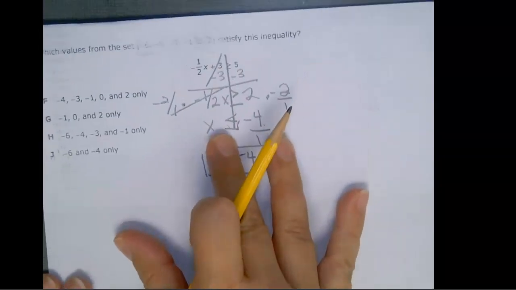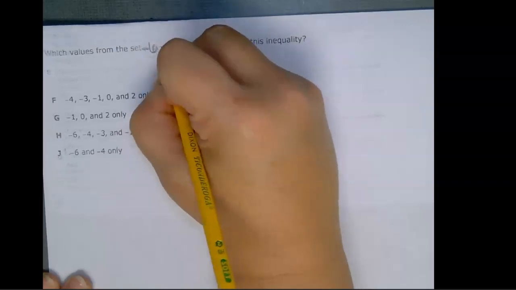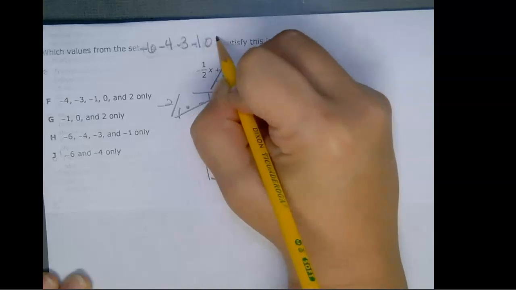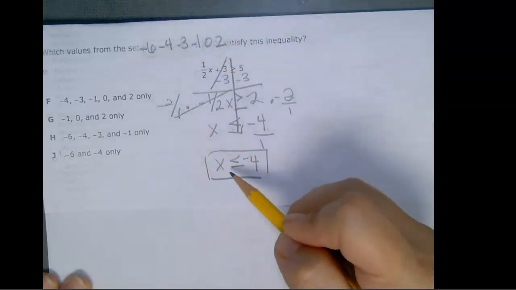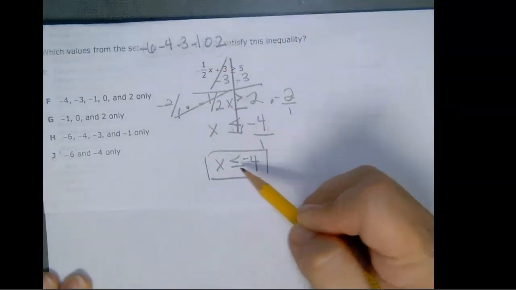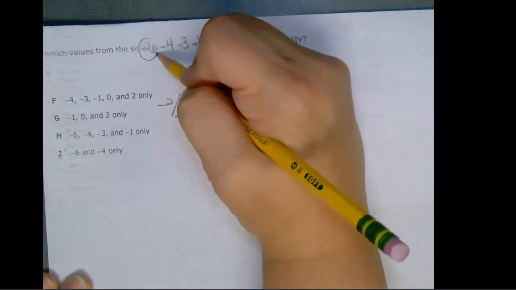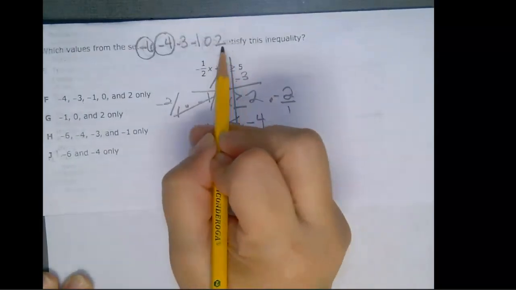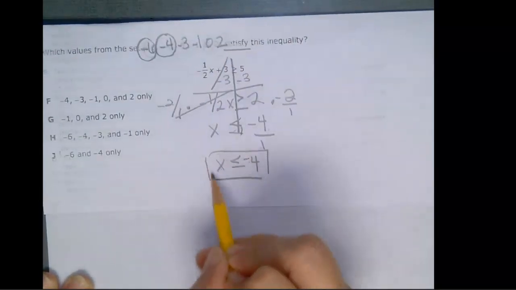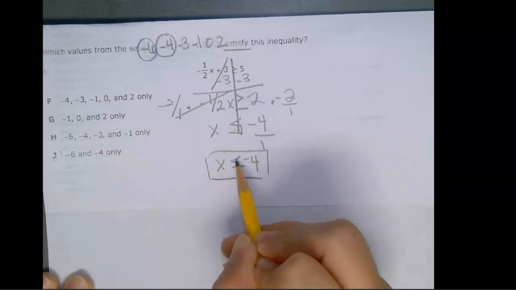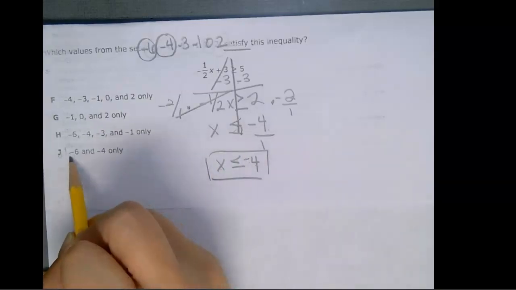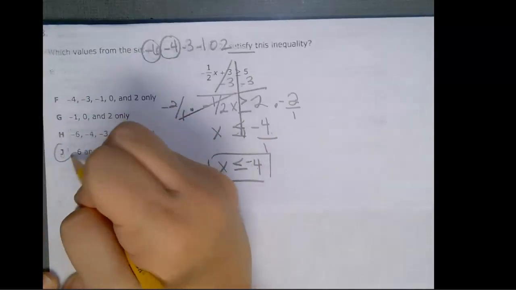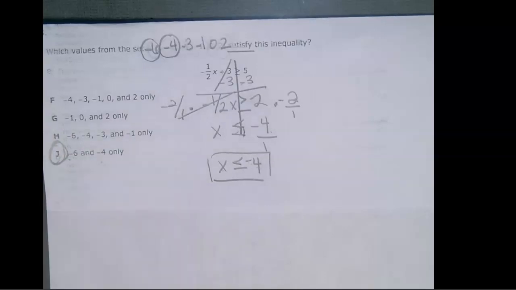So if I go over here, and remember, this should be a negative 6, a negative 4, a negative 3, a negative 1, a 0, and a 2, then my numbers that are less than or equal to negative 4 would be a negative 6 and a negative 4. Those are the ones that are solutions that would satisfy the inequality because they would be included in this situation. X is less than or equal to negative 4, so that's negative 6 is less than negative 4, and negative 4 is equal to negative 4. So your answer choice here should be J.